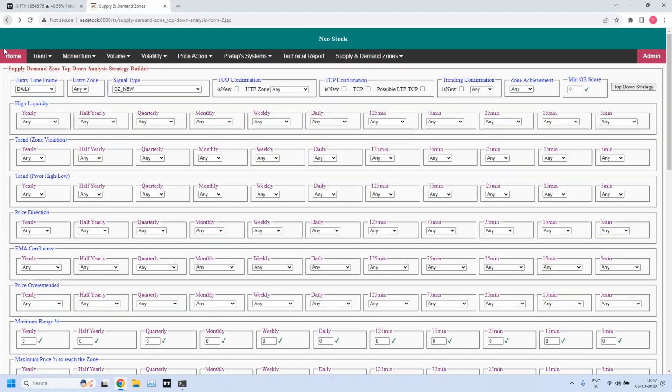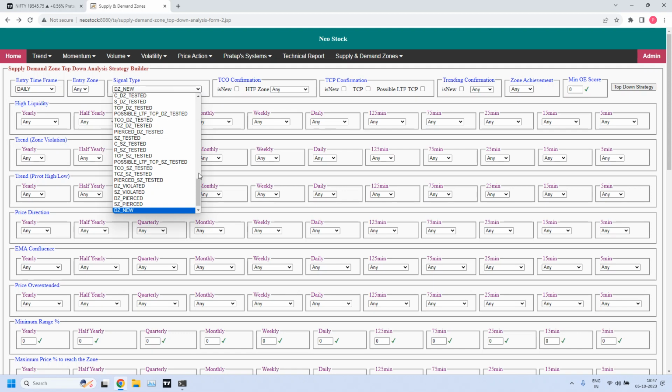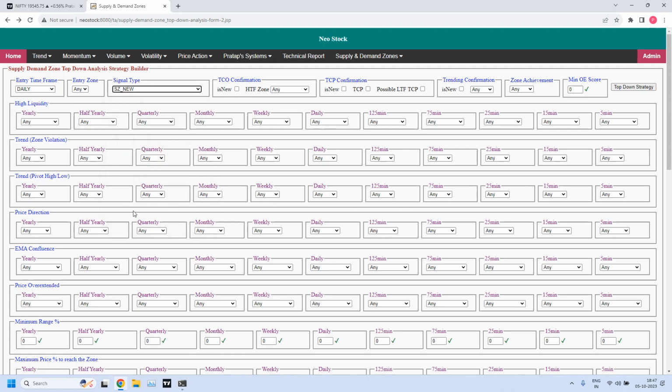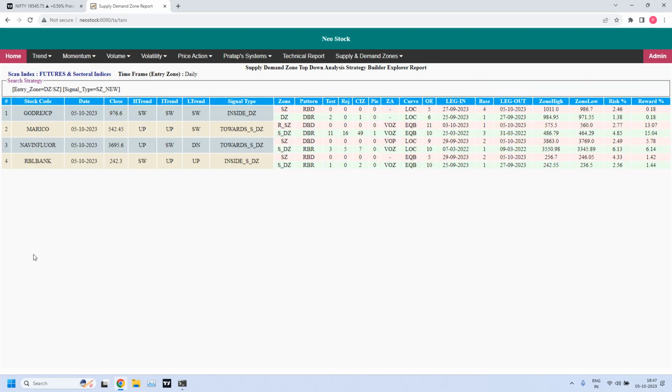So let's find newly created supply zones. Entry time frame daily. Let us find the stocks having newly created supply zones. So these four stocks are having newly created supply zones.